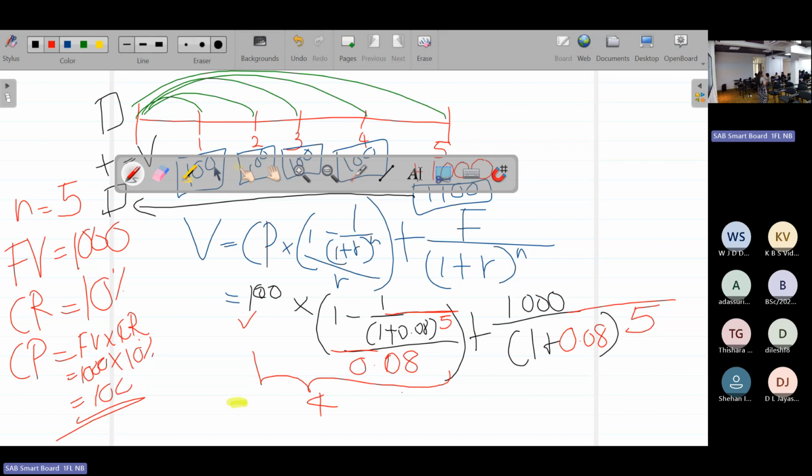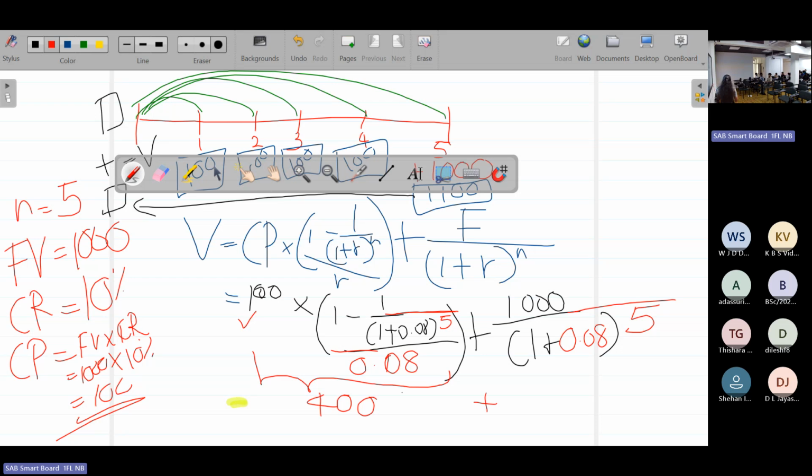First calculate the annuity factor and tell me. You all calculate the annuity factor and tell me. 1 divided by 1 plus 0.08 to the power n. 1 minus the answer, divided by 0.08. Annuity factor is 3.99. Am I correct? Yes. Multiplied by 100, that is 399.2, approximately equal to 400.